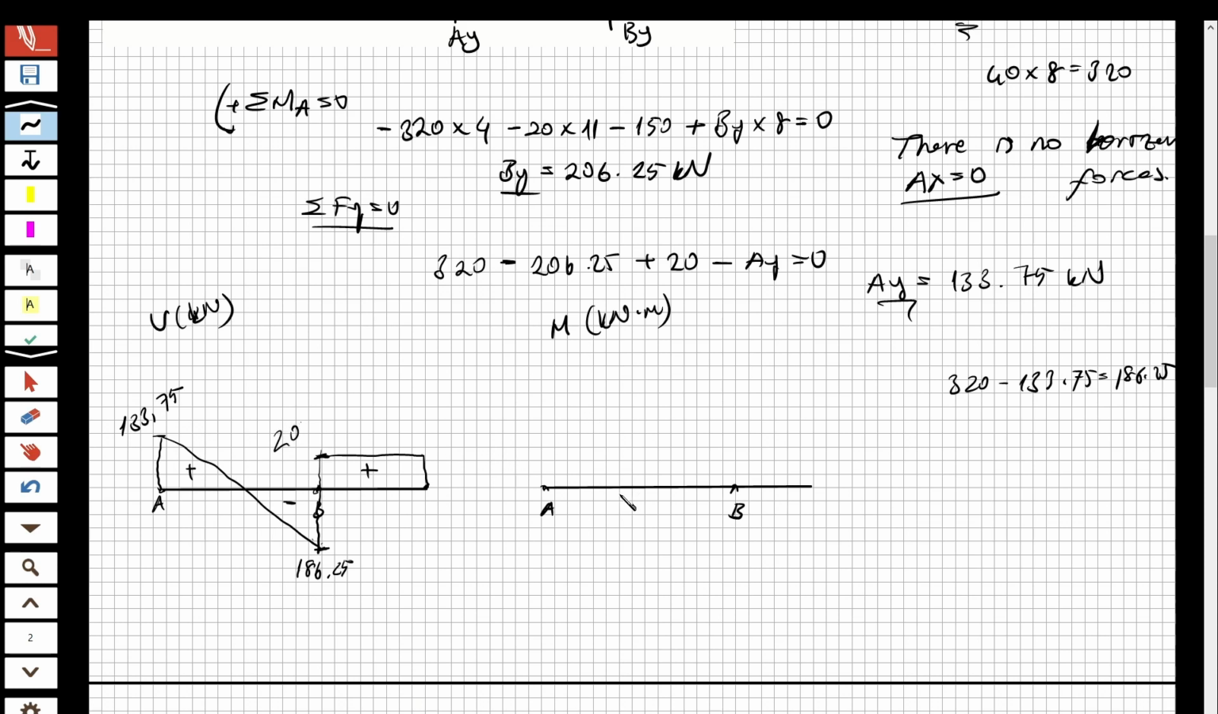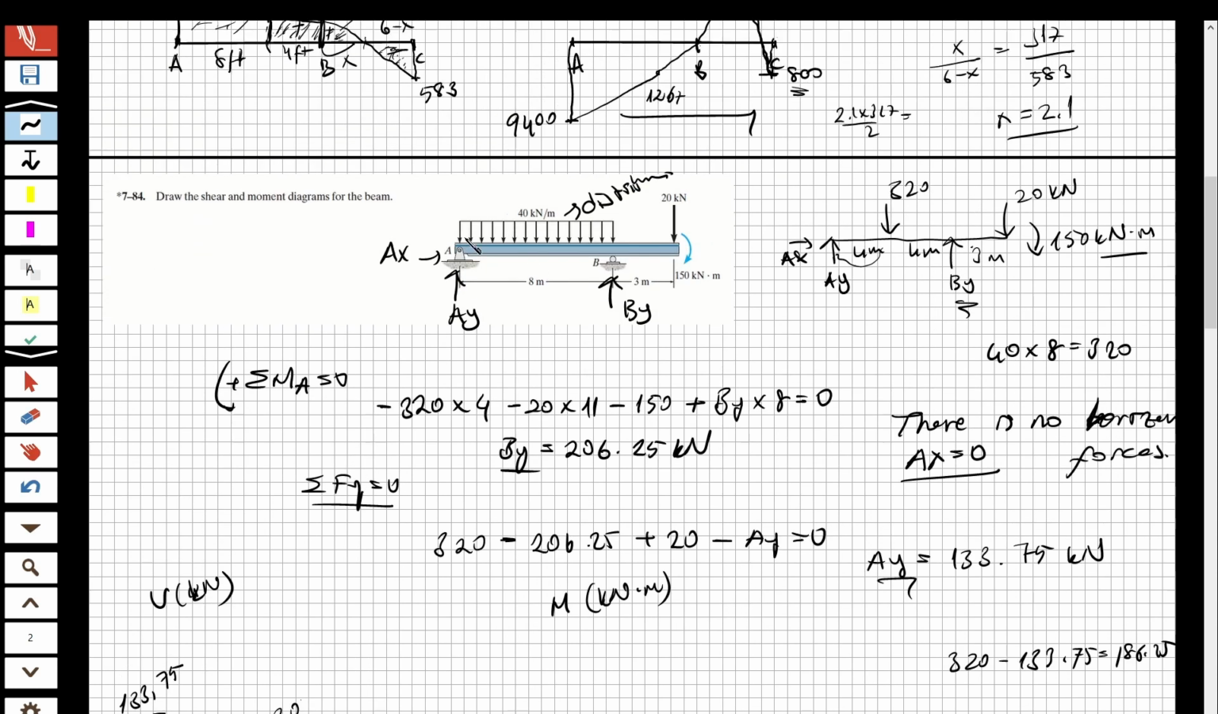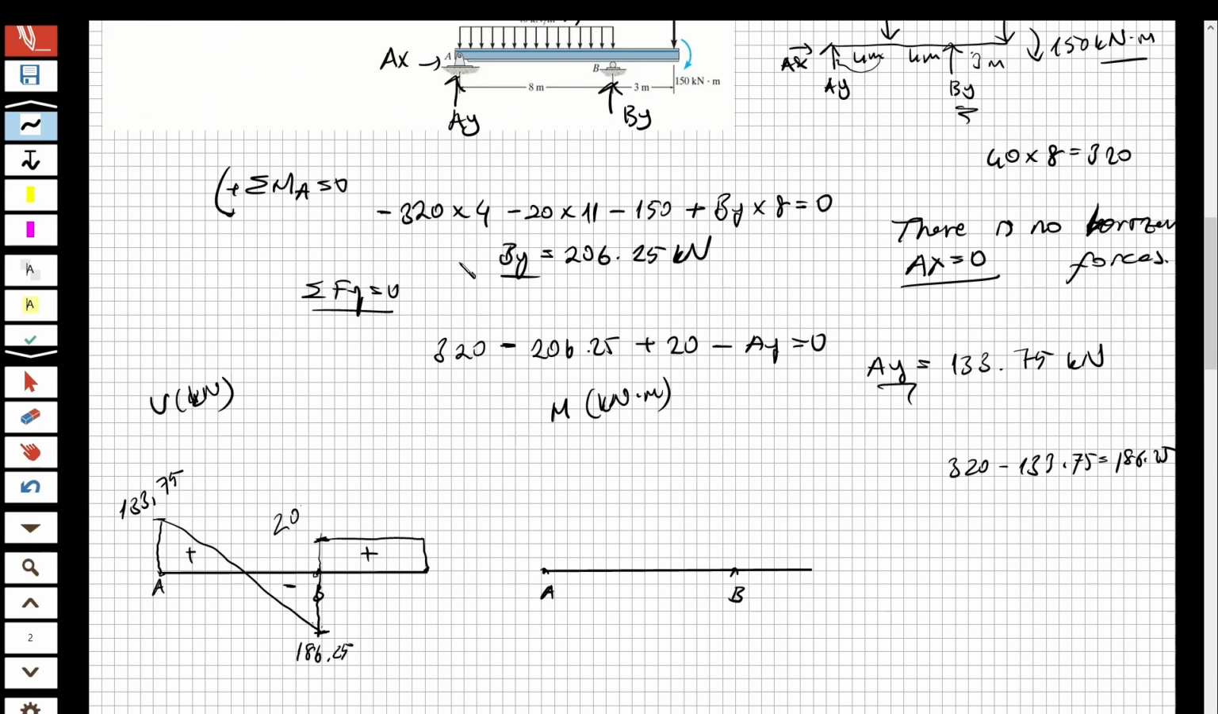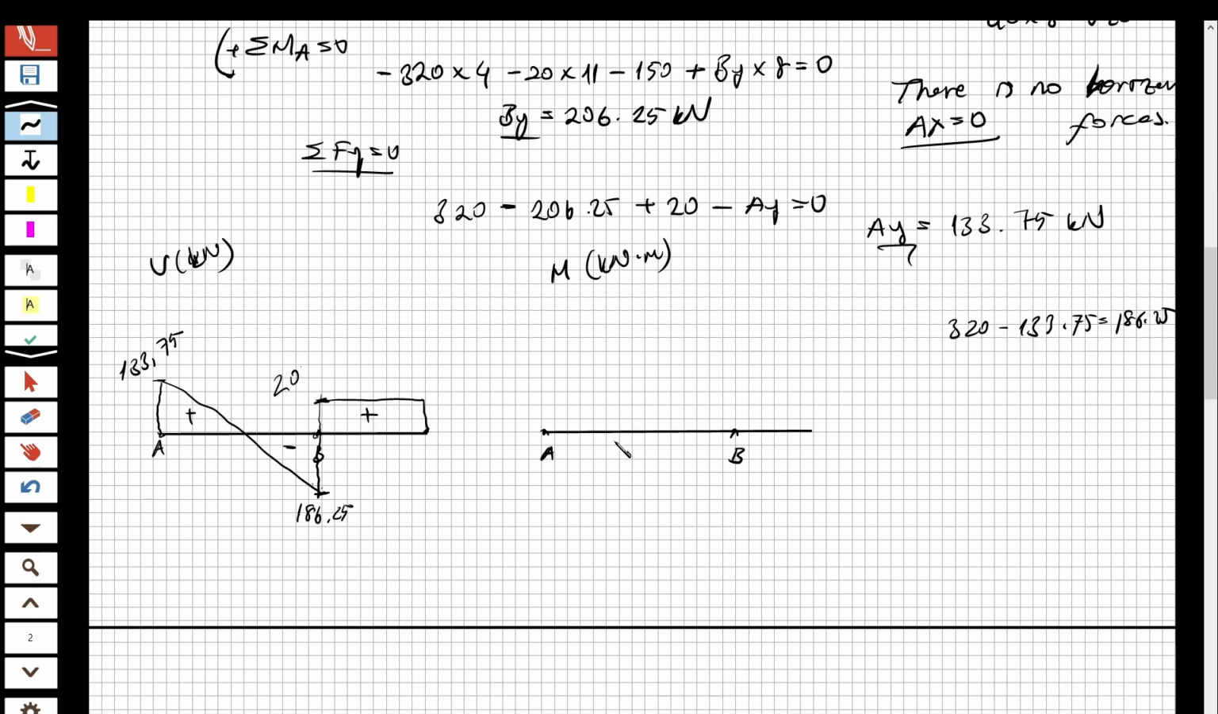So let's draw the moment diagram also. We have a zero moment here because look here. This is a pin, so at a pin there is no moment. I'm going to increase by this amount of area, and it's going to be parabolic, because if the shear diagram is triangular, the moment diagram is going to be parabolic. And if it is parabolic, it's going to be of the second degree.